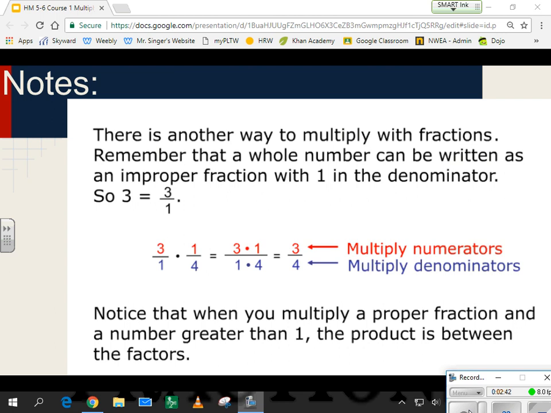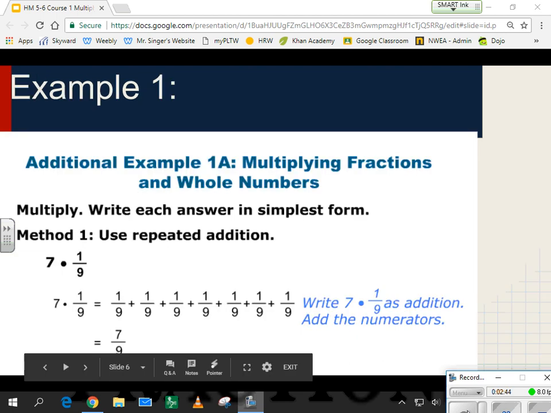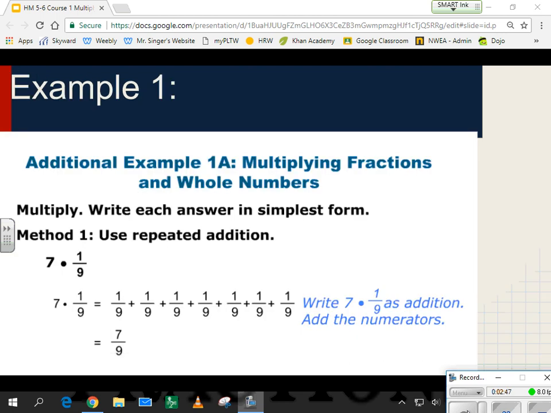All right, let's get into some practice. The first one I want you to put down is example 1. We're going to multiply 7 times 1/9. The first method I'm going to show you is the method that is practice if you struggle with your multiplication facts. The repeated addition means adding the fraction 1/9 the number of times you see a whole number. So 1/9 plus 1/9 plus 1/9 plus 1/9 plus 1/9 plus 1/9 plus 1/9.